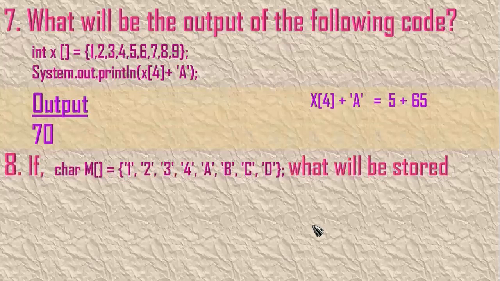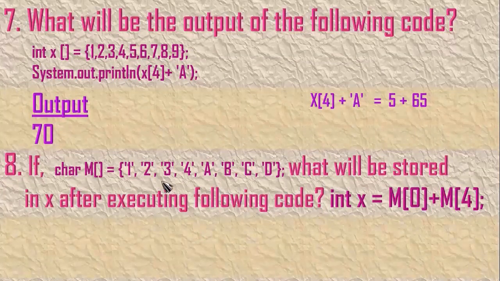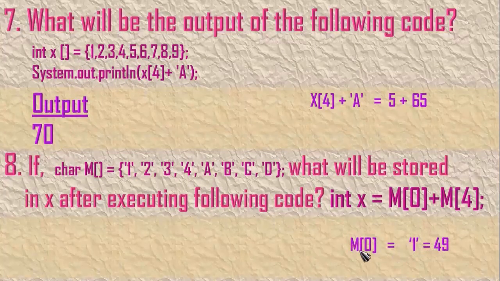The eighth question: if a character array is given, what will be stored in X after executing the following code? So X is given as m[0] + m[4]. So at m[0], 1 is available. So 1 is a character here. Please remember, it is not a number. By seeing 1, you should not add with that. You should take the ASCII value of 1. So that will be 49.